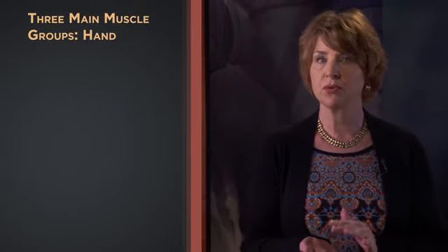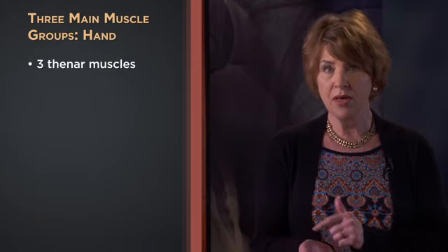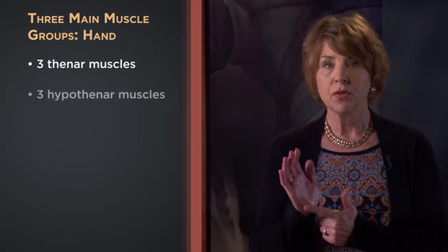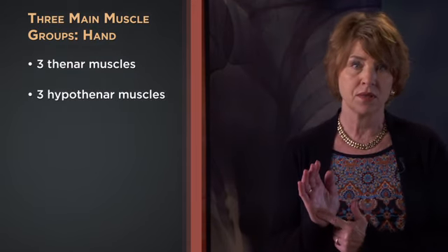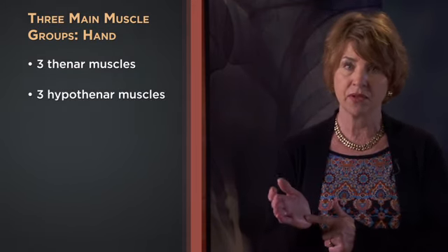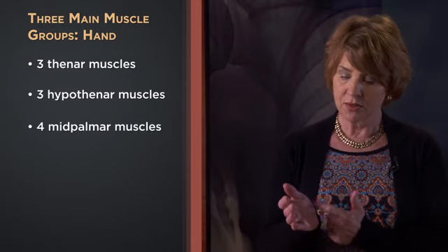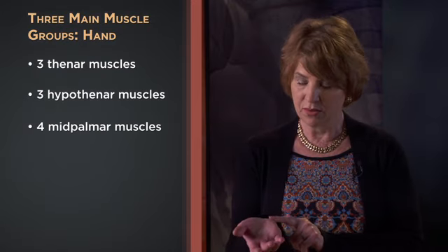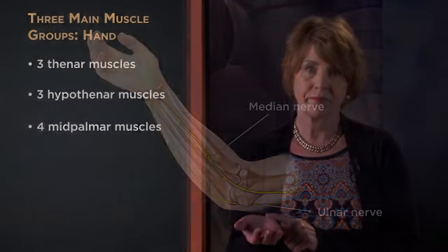Now, on to the muscles. Intrinsic hand muscles are those completely within the hand, including their origin and insertion, and therefore their action. There are three main muscle groups in the hand. Three thenar muscles that make up the fleshy mass at the base of the thumb, three hypothenar muscles that make up the fleshy mass at the base of the little finger, four muscles in the mid-palmar area, and a tiny skin wrinkling muscle that belongs to none of those groups.